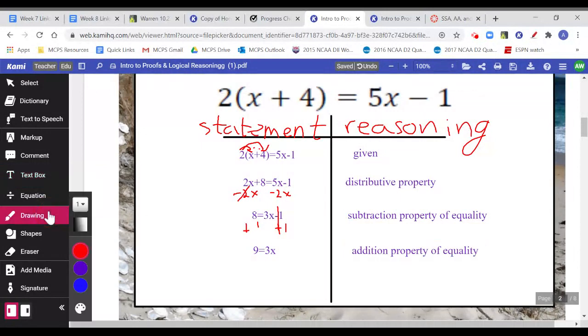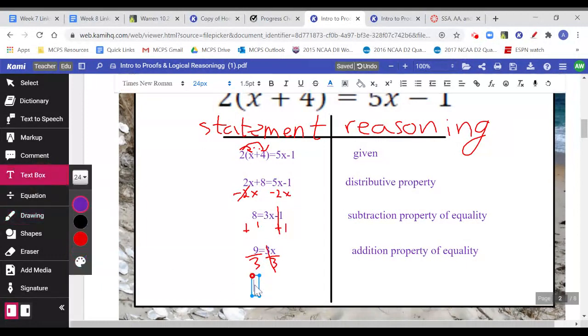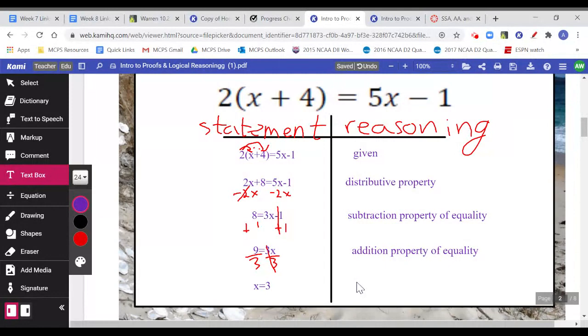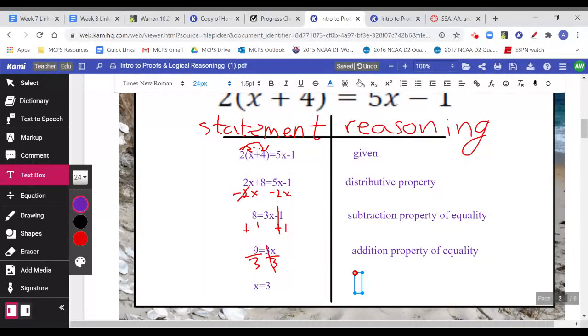My last step in solving would be to divide both sides by 3, okay, to isolate the variable. And when I do that, I would get 3 is equal to x, or in other words, I could also write it as x is equal to 3. Some of you might prefer seeing it like that. And again, this is by definition, right? If I divide both sides by something, they stay equal. And so that is just called the division property of equality.